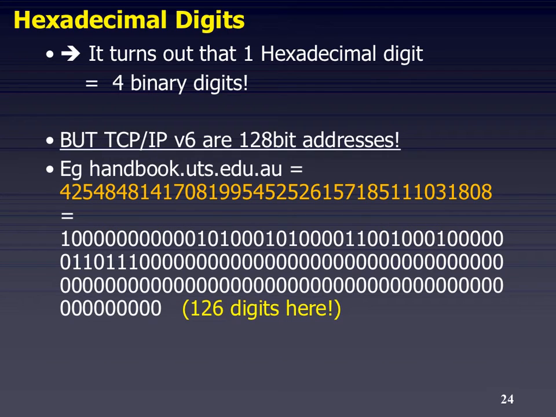Now the problem is we're now going to what we call IP version 6, so it's 128-bit addresses instead of 32 bits. That means the number of digits is really, really long.